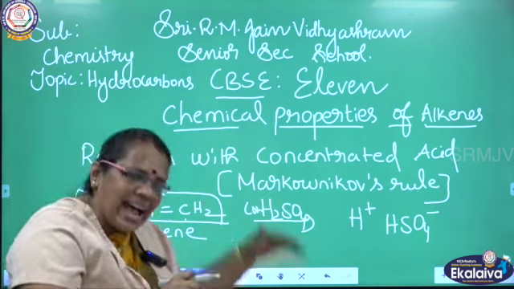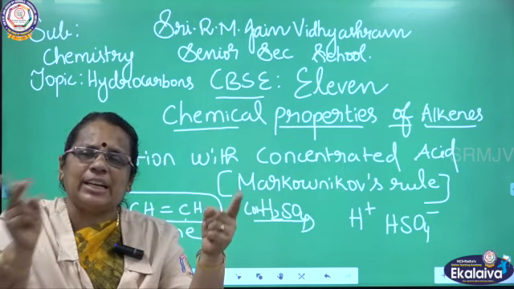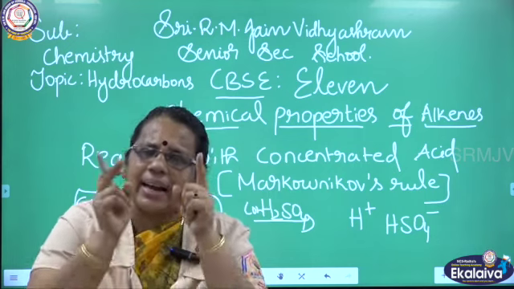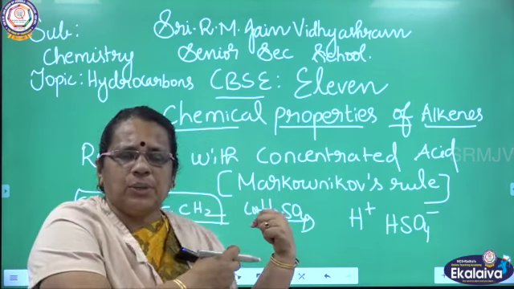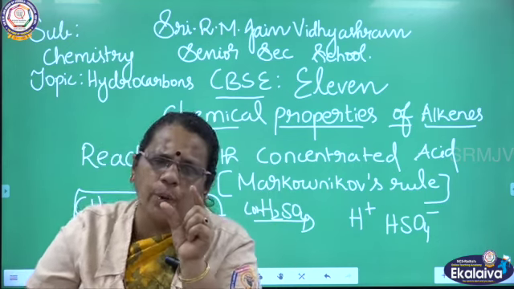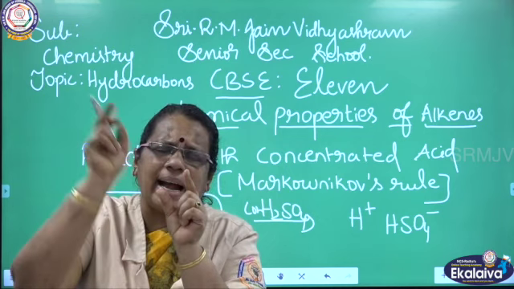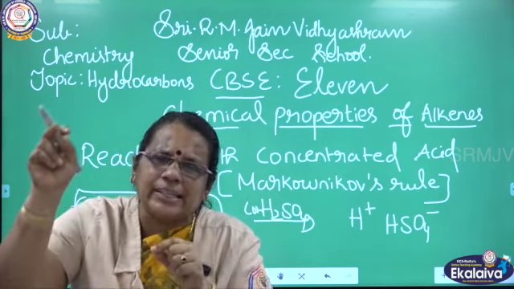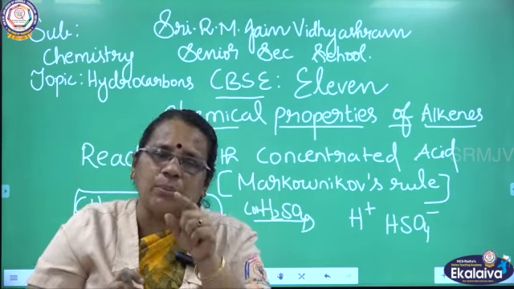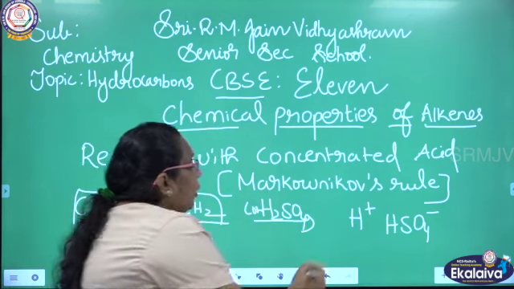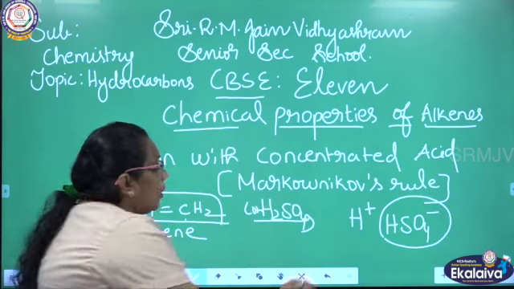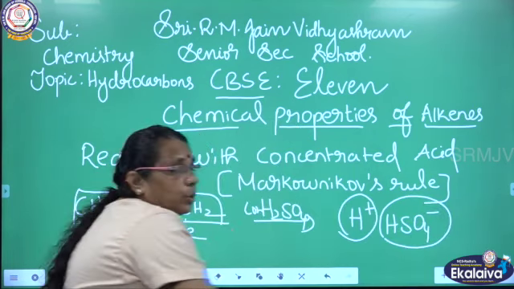So I have taken the acid and split it into positive and negative. Whenever acids or hydrogen halides are added to an unsymmetrical alkene, what is the rule? The negative part is added to the carbon having less number of hydrogen. The positive part is added to the carbon having more number of hydrogen. What is the negative part here? This is the negative part. What is the positive part here? This is the positive part.